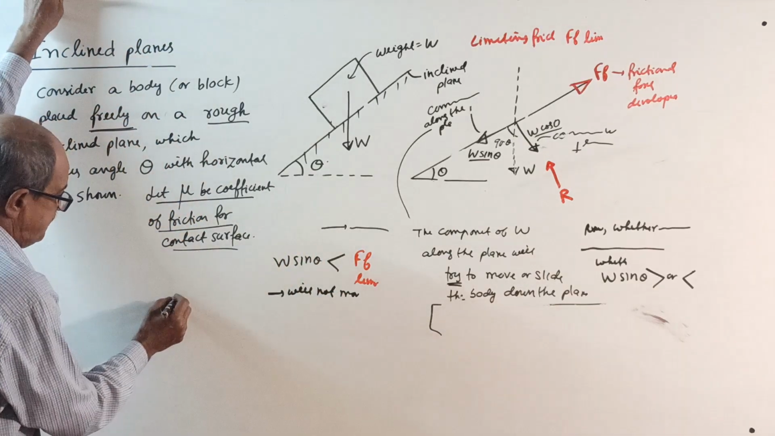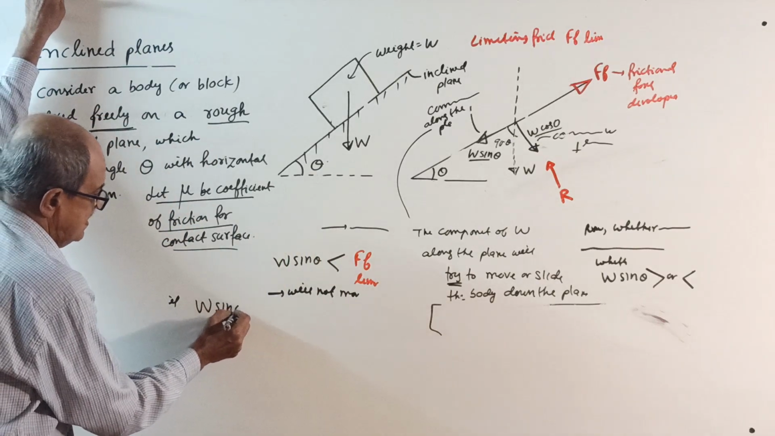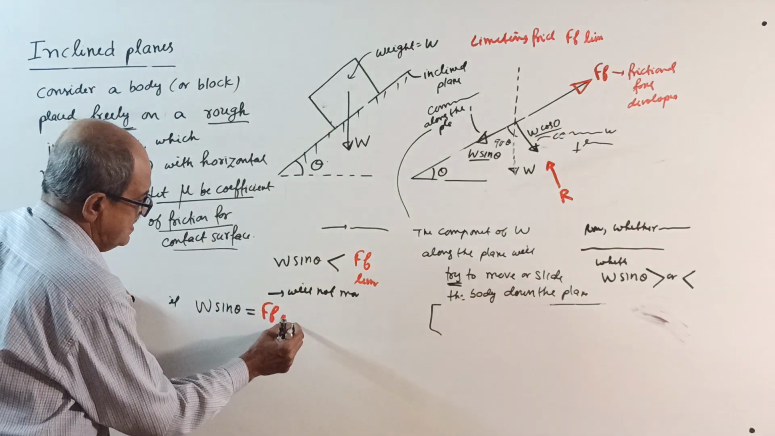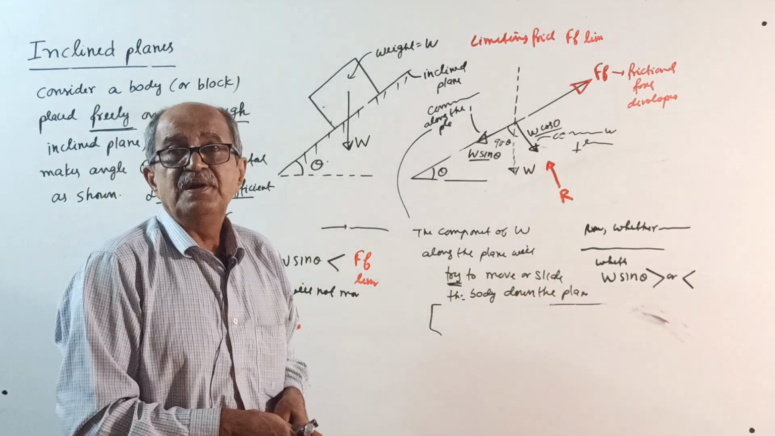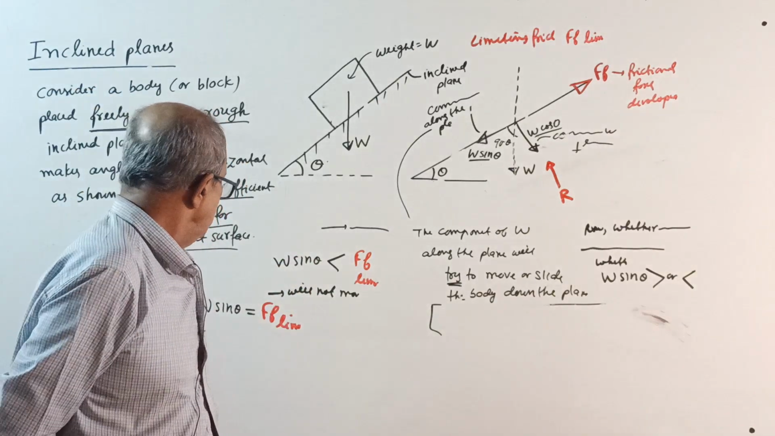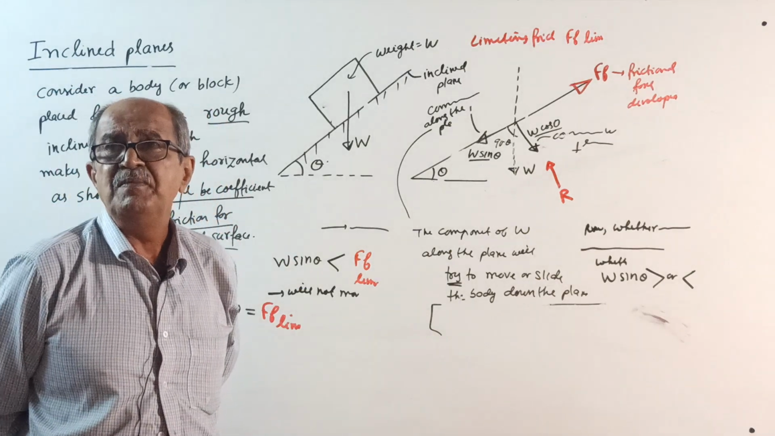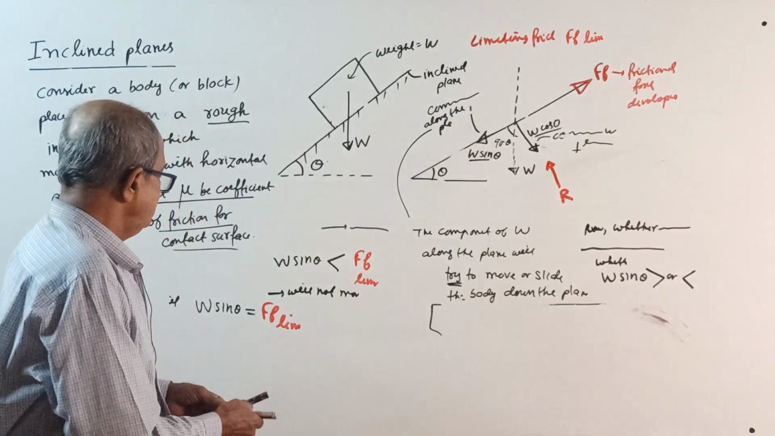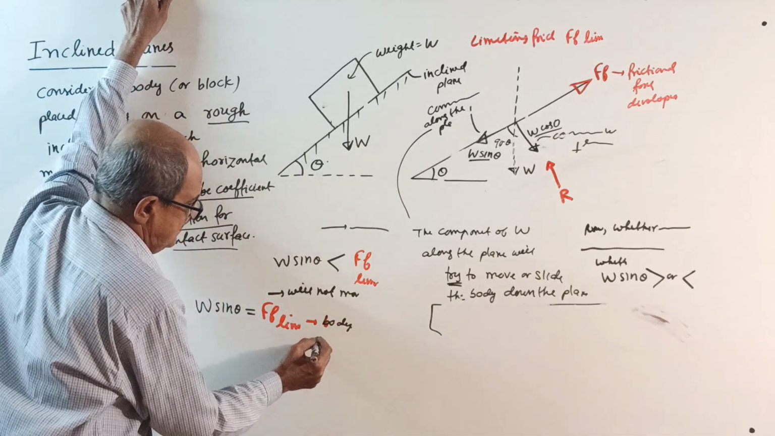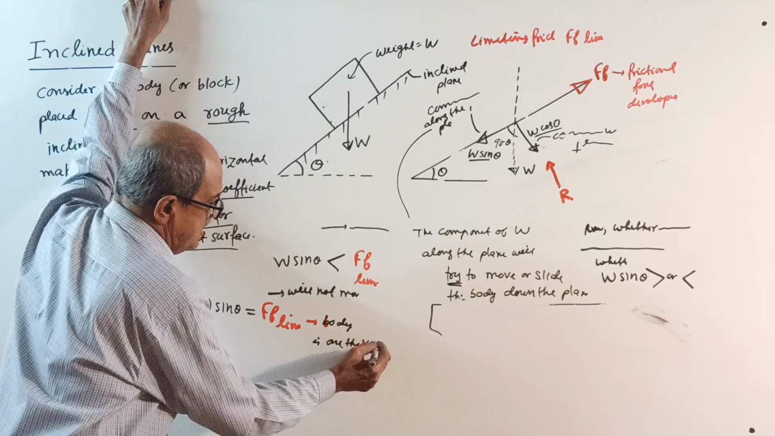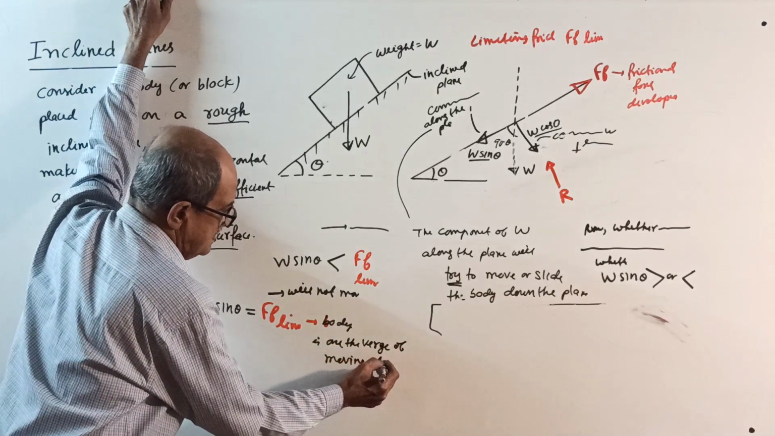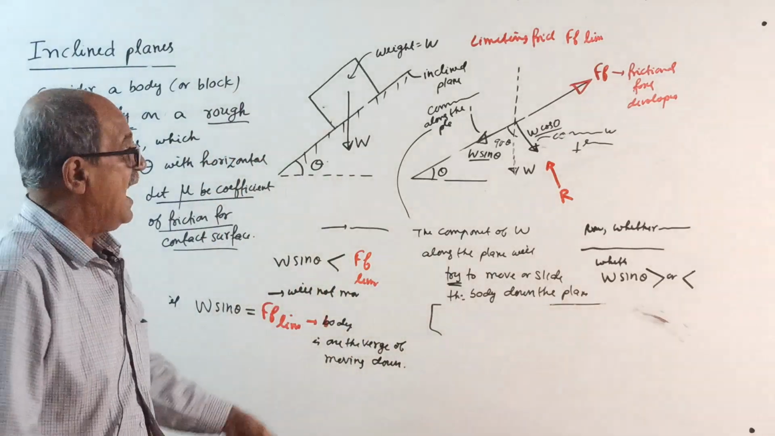Whereas if W sin theta is exactly equal to Ff limit, all you have to write is Ff limit. The component W, I told you once again, is for a freely placed body with no other forces. If W sin theta is exactly equal to Ff limit, the limiting frictional force, then the body is on the verge of moving or sliding down.